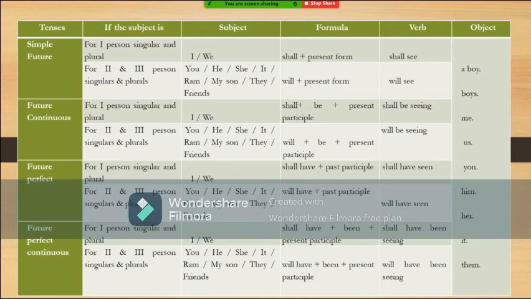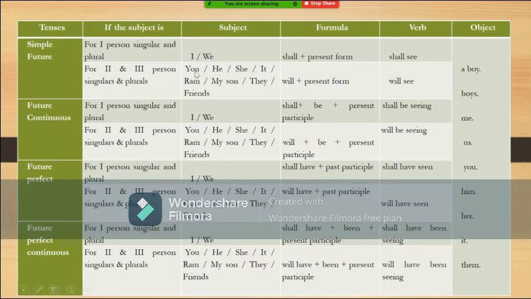For I and we, we have to use shall. For all other subjects, we have to use will. After shall, you have to write down only the present form of the verb. Here we had already used only the see form: see, saw, seen. What is the present form? Only see. So after shall, you have to write down see. Shall see. For I and we, you have to use shall see.